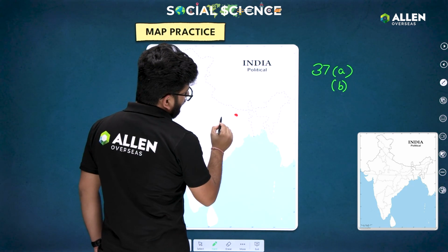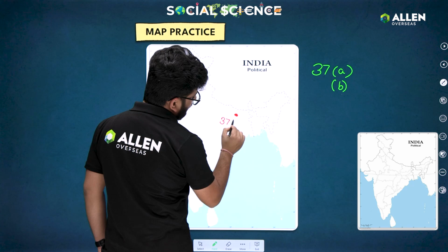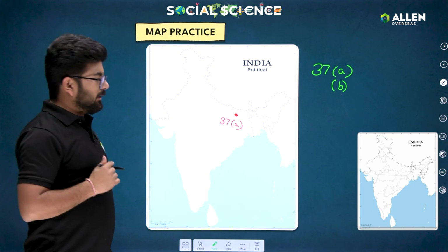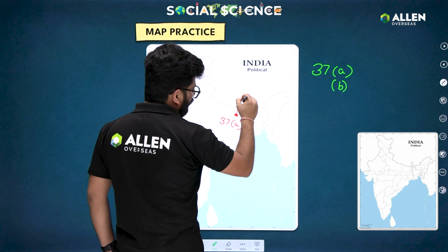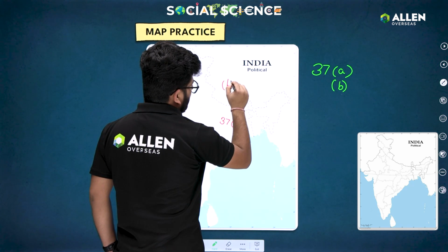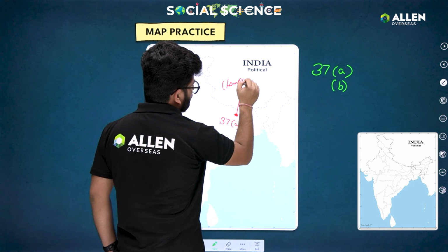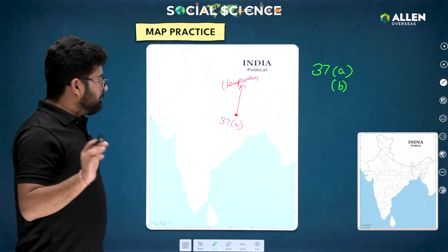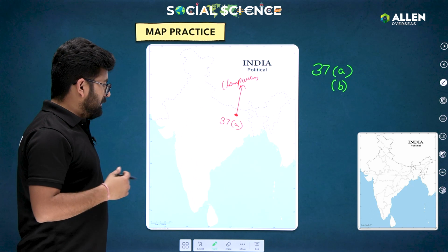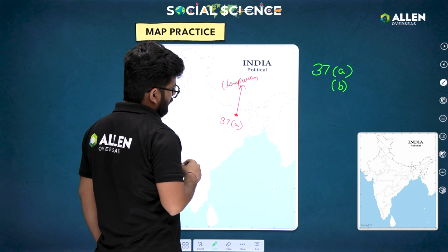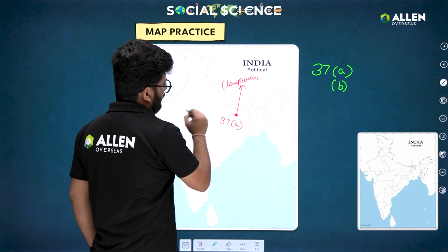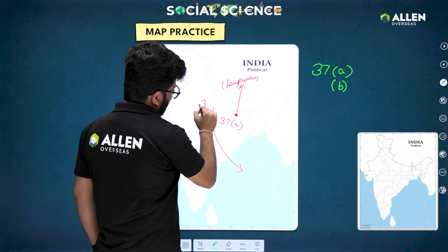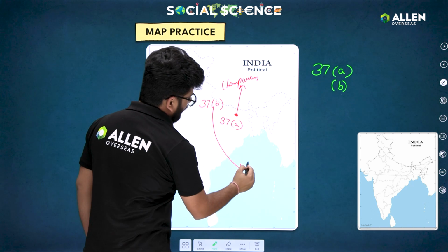Here you will have to write 37A. You are not supposed to write Champaran here. Then, making an arrow, you will have to write Champaran here. We should not mix other locations. For example, there is one more important thing, where the Chauri Chaura incident happened. So we'll have to write Chauri Chaura here, like this: 37B, Chauri Chaura.